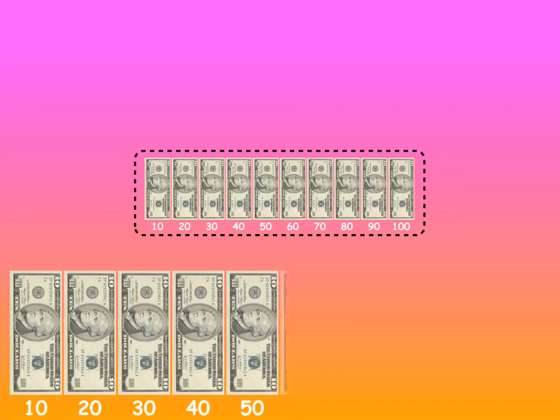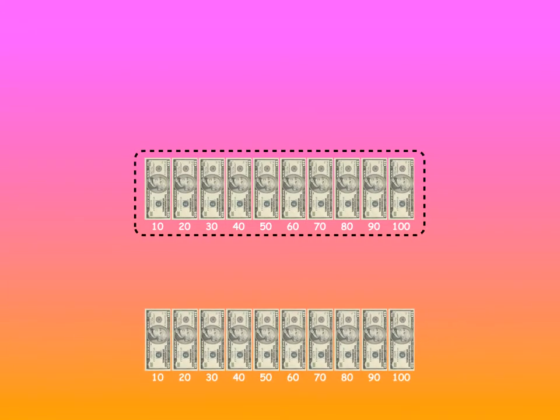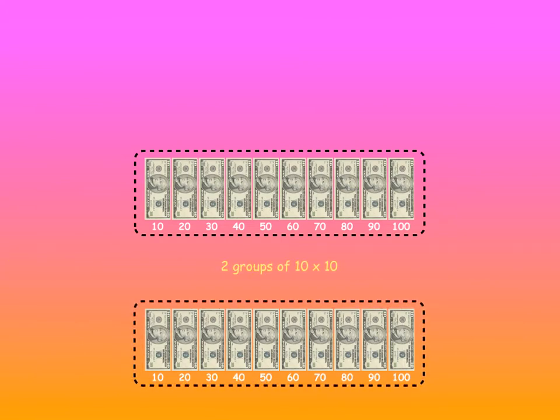Here's one group of 10 times 10, but here's another group of 10 times 10. So that's 2 groups of 10 times 10. In other words, 2 times 10 times 10, which is 200. But you can write it as 2 times 10 to the 2nd power is 200.